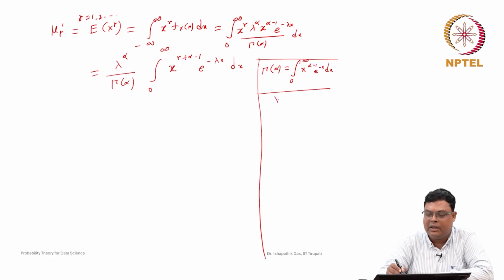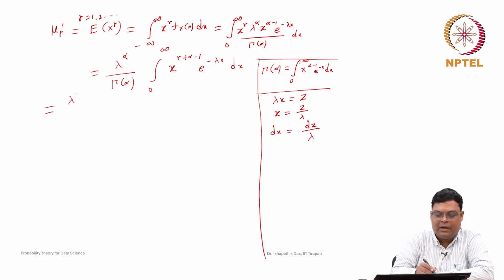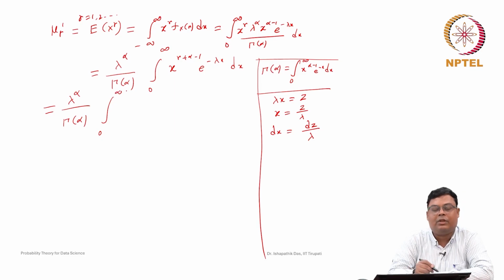So, in this e to the power of minus lambda x, we will take the same transformation again, lambda x is equal to z. So, x will be nothing but z by lambda and dx is nothing but dz by lambda. So, the limit will not change. Then what we will find is lambda to the power alpha by gamma alpha, and the limits do not change: x goes to 0, z goes to 0; x goes to infinity, z goes to infinity. And x to the power r plus alpha minus 1 becomes z by lambda whole to the power r plus alpha minus 1, then e to the power of minus z, and then dz by lambda.